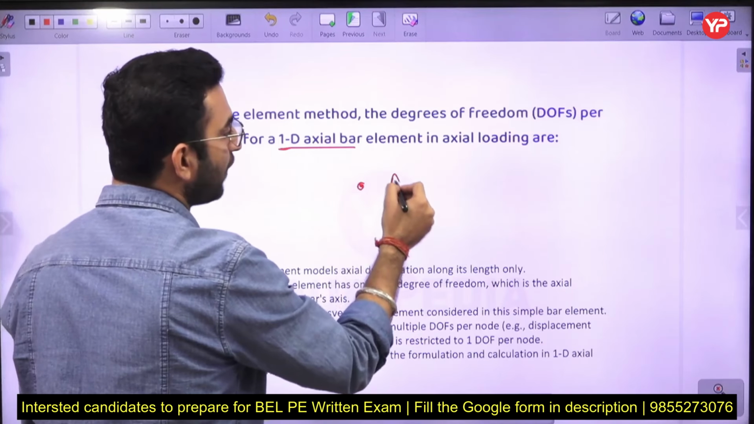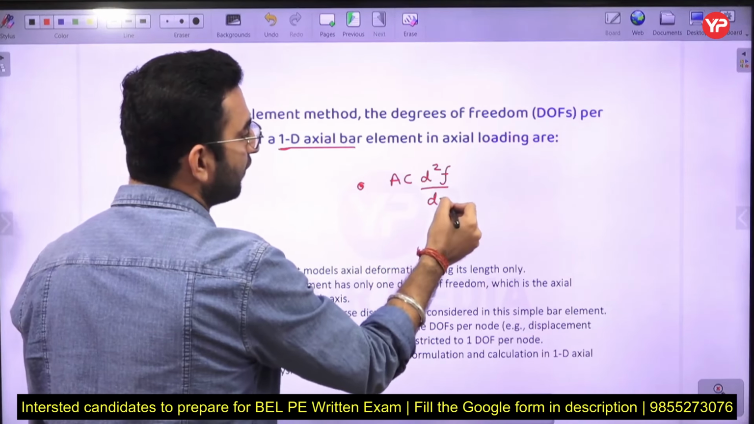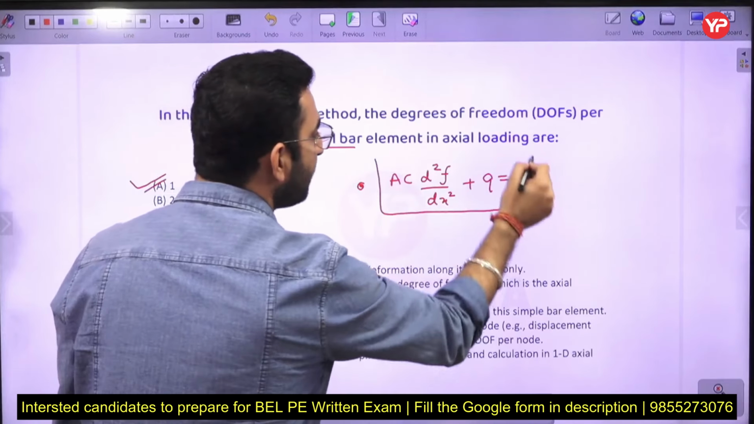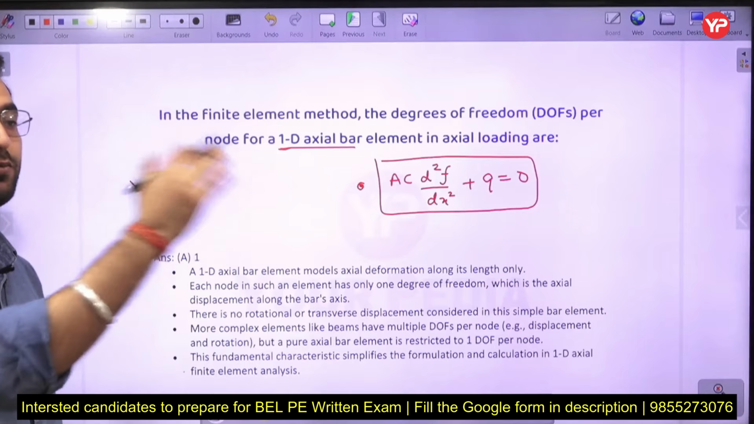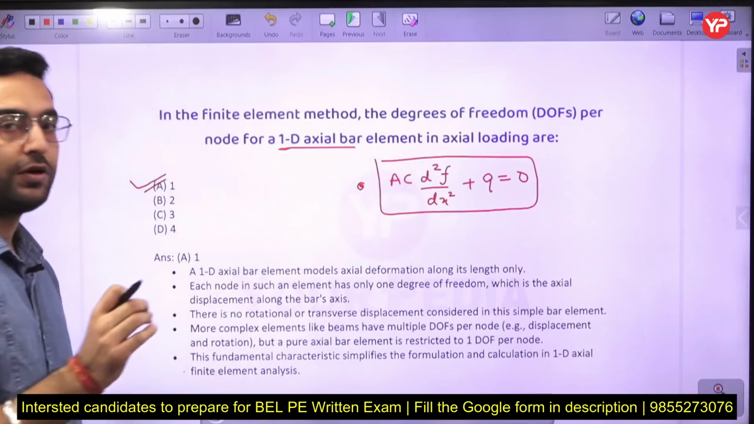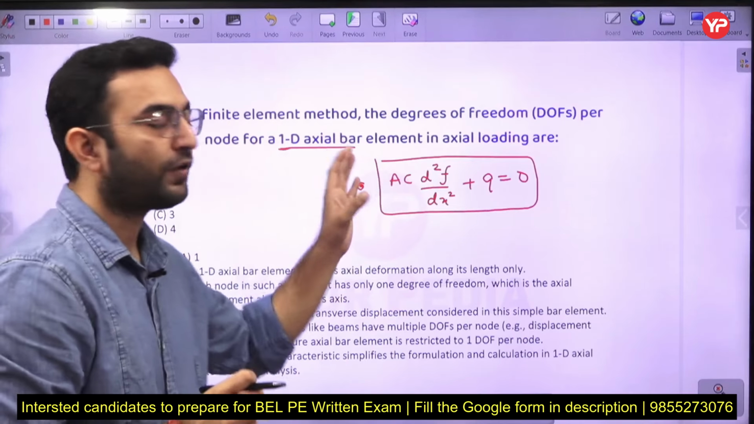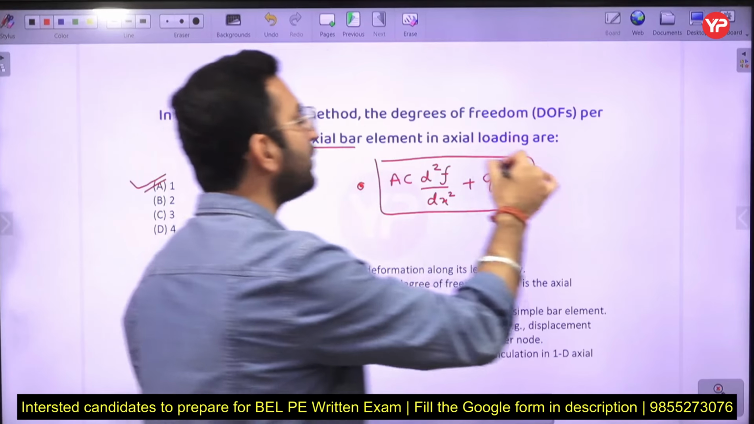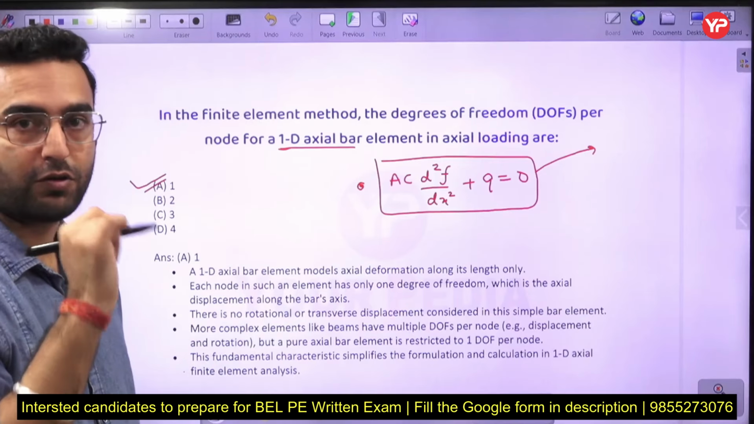So let us suppose you have a differential equation like this one. This simple differential equation is generally used to solve many engineering problems. You can solve problems of axial deformation with this governing differential equation. You can solve problems of heat transfer with this governing differential equation. So let us suppose you want to solve a strength of materials axial loading case.